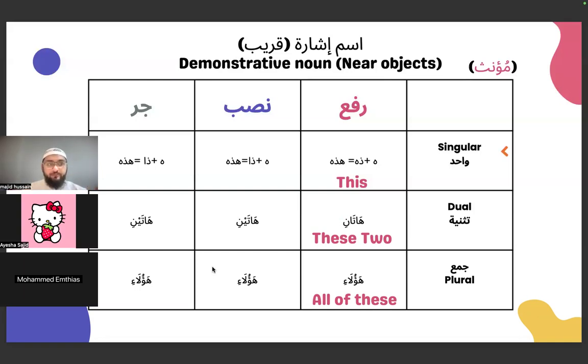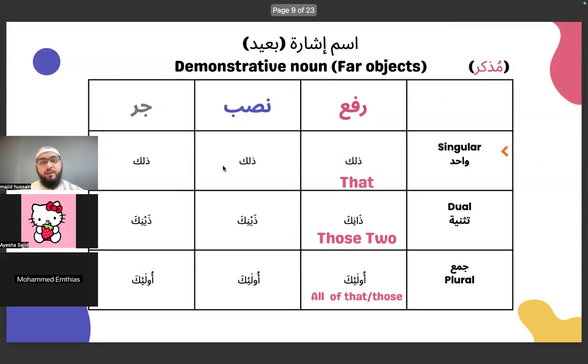Just take the printouts and keep them with you so we can practice hands-on with this in the exercise right after this, inshallah. Then we have the second type of ism ishara, which is ba'id, meaning we are pointing or referring to objects that are far from us, hard to access.